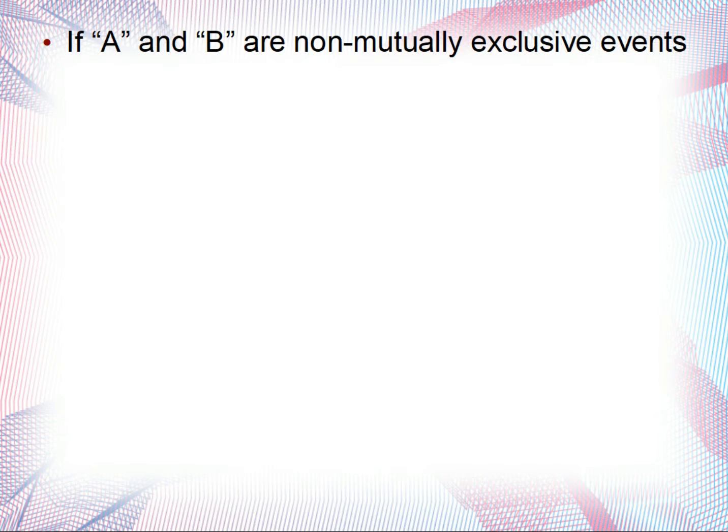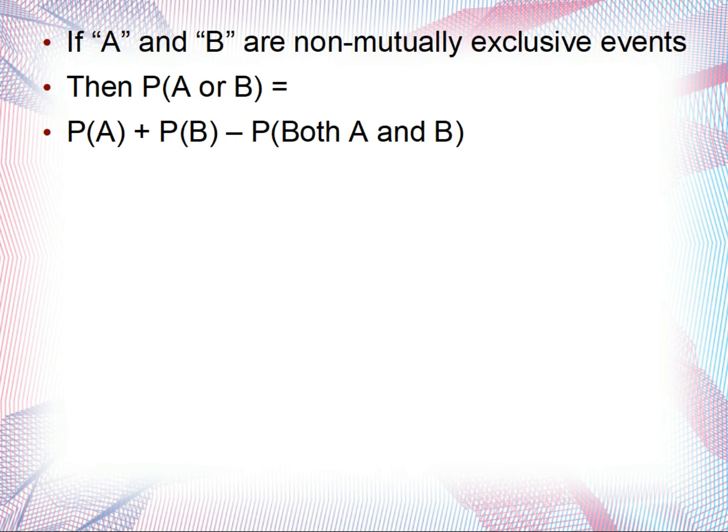This is true in general. If we have 2 events, A and B, and they are non-mutually exclusive events, then we can figure out the probability of A or B by taking the probability of A plus the probability of B, and then we subtract the probability that we are both.